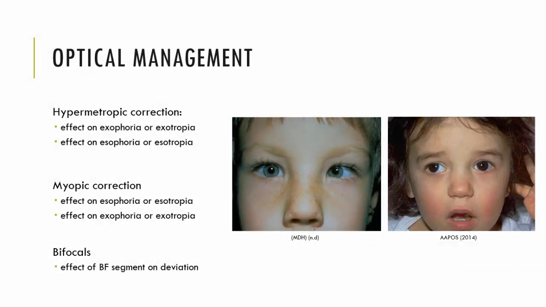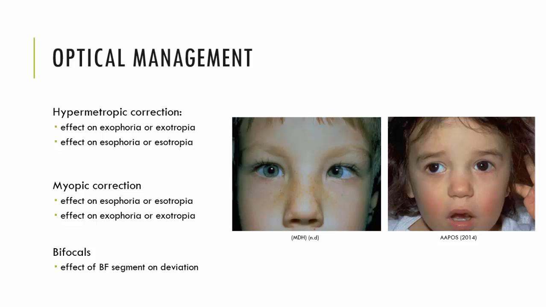Okay, so we can see here that when we're prescribing refractive correction in these patients with ESO or exo deviations, we need to consider the potential impact of that refractive correction on the strabismus. Will it improve or will it make it worse? I'll also make a point just below here about bifocals.